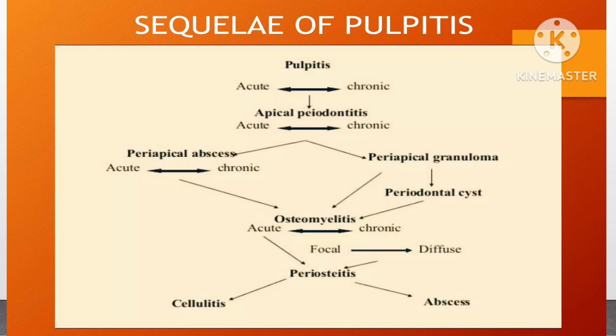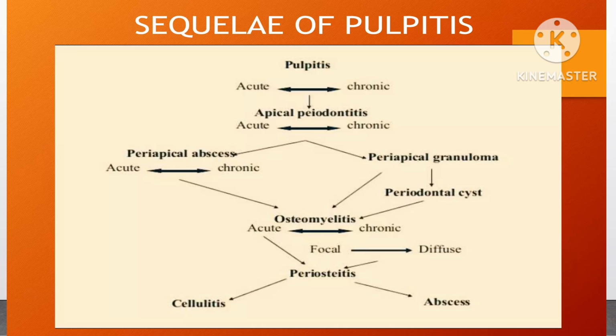Let's discuss the periapical inflammatory lesions, and here this chart illustrates the sequelae or the progression of pulpitis, showing how the inflammation of the pulp can lead to more severe dental and bone conditions if left untreated. First of all, it begins with pulpitis. It is an inflammation of the dental pulp. It can either be acute, which feels sudden and painful, or chronic, which is long lasting with mild discomfort. If pulpitis is not treated, the inflammation spreads to the tissues surrounding the root of the tooth, leading to apical periodontitis. Again, we may divide them into acute or chronic.